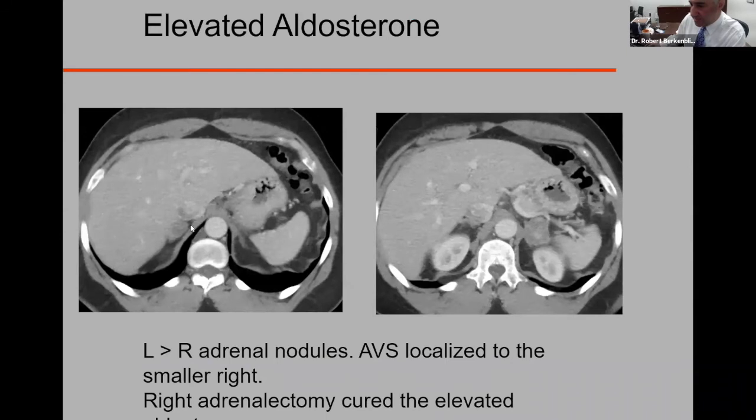Here we see a case, patient has bilateral adrenal nodules with elevated aldosteronism. The left-sided nodule is larger than the right. Adrenal vein sampling localized actually to the right, the smaller side, and right adrenalectomy cured the elevated aldosterone.